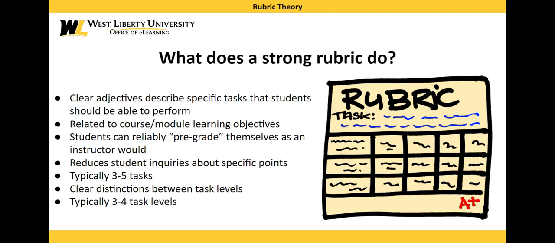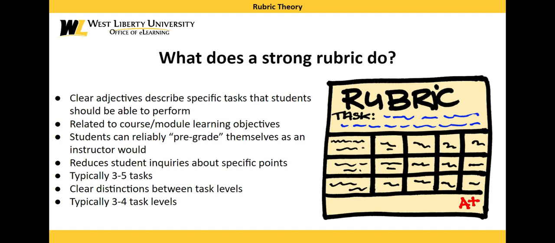These rubric tasks should also be aligned with the course or module learning objectives because all activities within a course serve the purpose of supporting these objectives. If a rubric is clear, students should be able to pre-grade themselves on their performance and reach a similar conclusion as any evaluator. This calls back to the objectivity of evaluating.